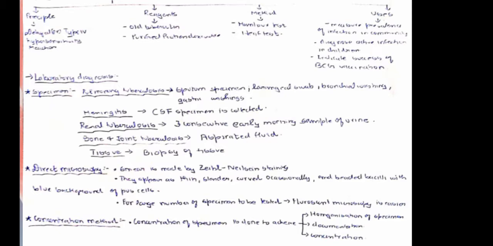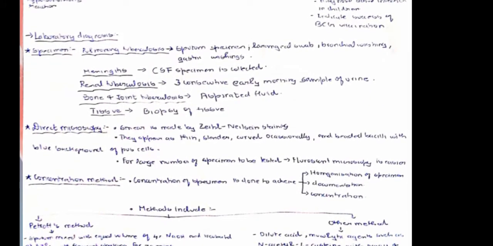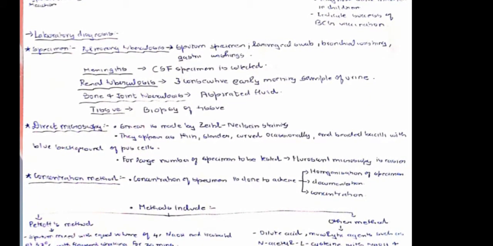In meningitis, the specimen used is the CSF specimen, which is collected. In renal tuberculosis, 3 consecutive early morning urine samples are used. In bone and joint tuberculosis, the aspirated fluid can be useful, and a tissue biopsy is done, which is one of the most important methods.